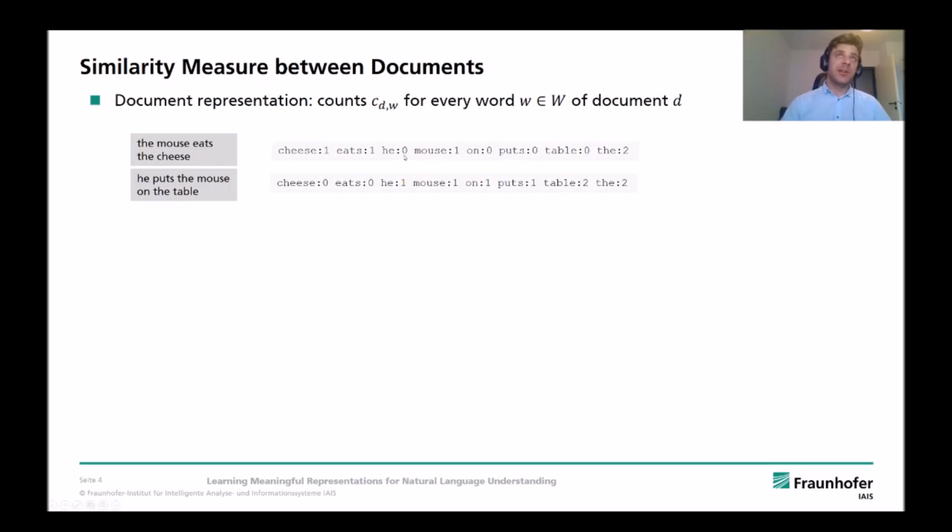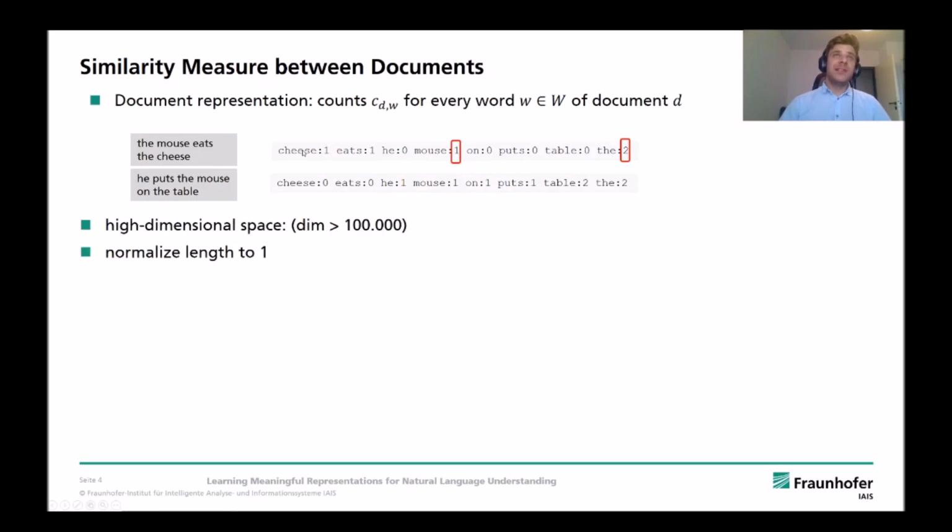For example, the word "he" only occurs in the second document, and the words "cheese" and "eats" only occur in the first document. But what we'll also see is that there are some words, namely "mouse" and "the", where we have overlap. So "mouse" occurs in both documents and "the" occurs twice in both documents. So this should increase the similarity of those documents, which is of course also troublesome because the word "the" doesn't contain any meaning in this case.